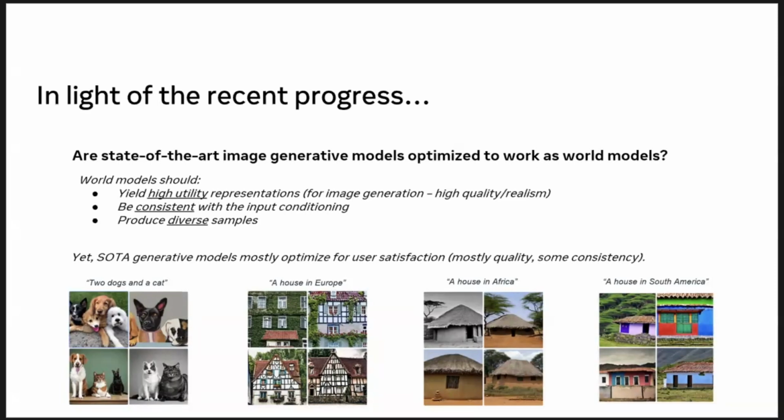Now, if we move to different prompts, such as a house in Europe, a house in Africa, or a house in South America, what we see here is that we get, again, 4 samples per prompt. And in this case, these samples exhibit relatively low diversity in all cases.